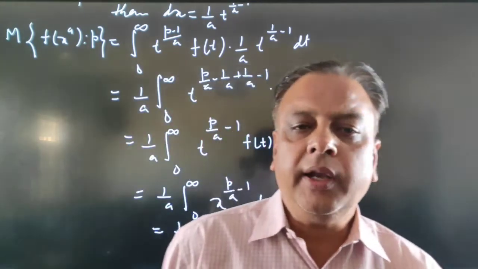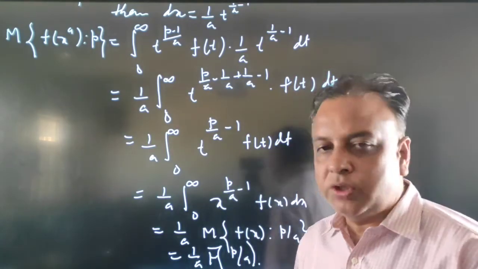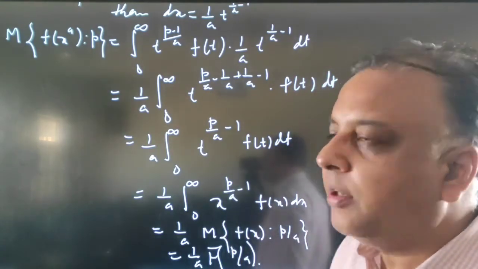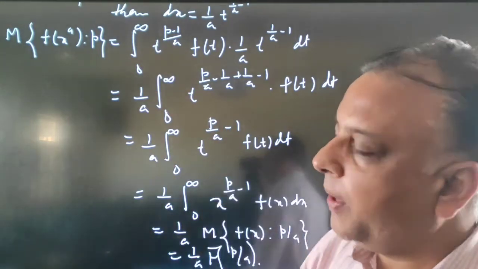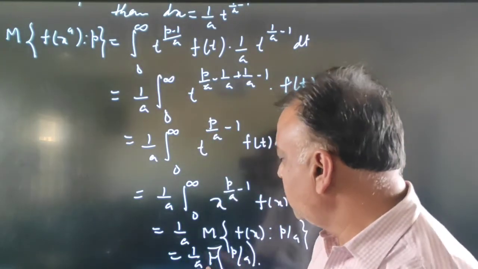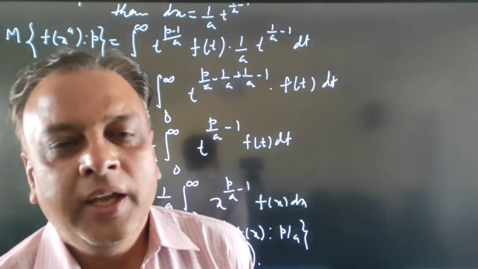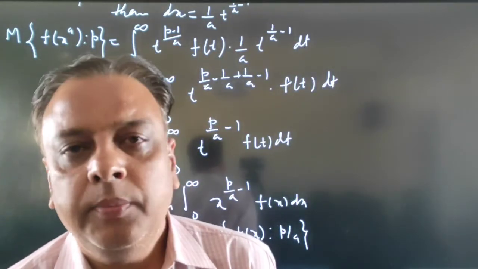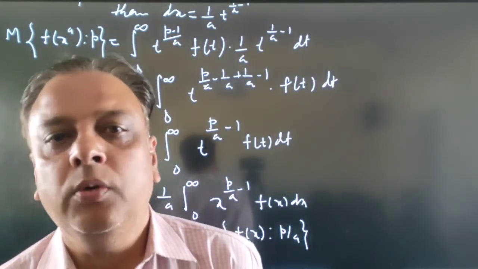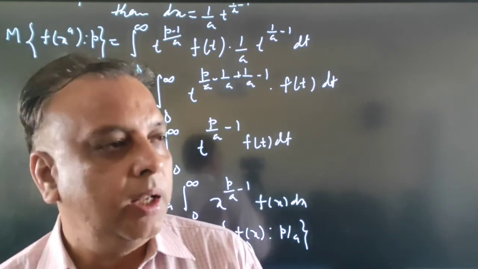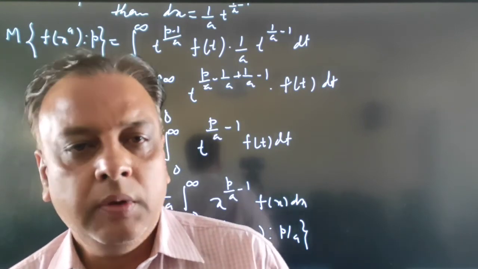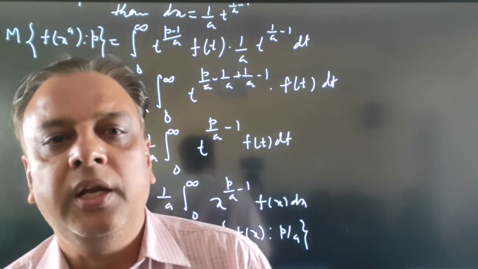So if the Mellin transform of the function f(x) is equal to F(p), then the Mellin transform of the function f(x raised to a) is equal to 1 upon a, F(p upon a). So these are some elementary properties of the Mellin transform, which can be proved by the direct definition of the Mellin transform. Further, we will discuss some more properties of the Mellin transform.